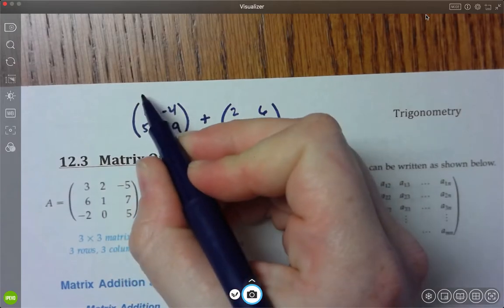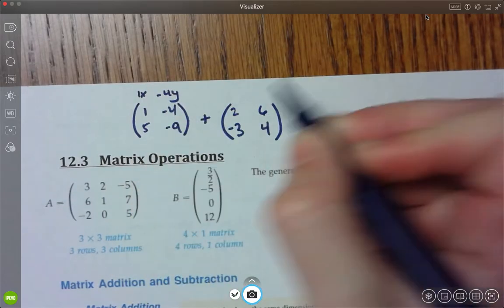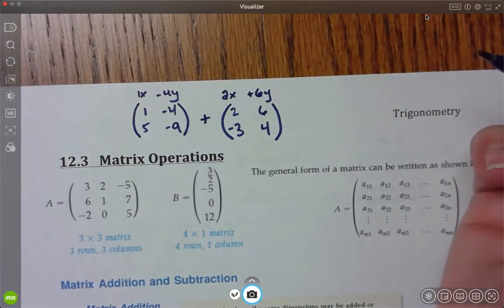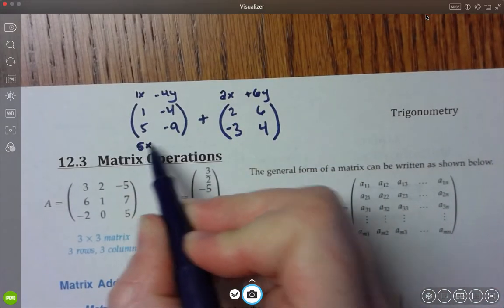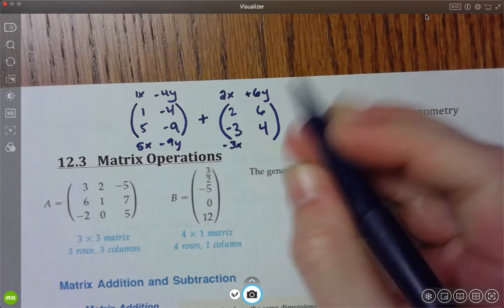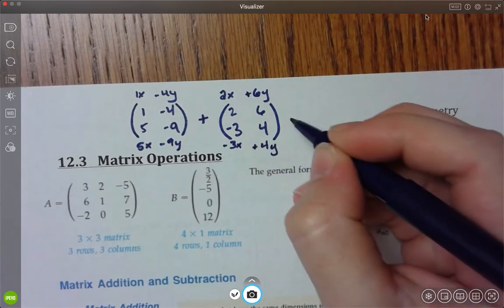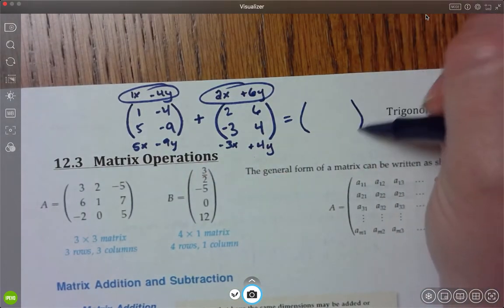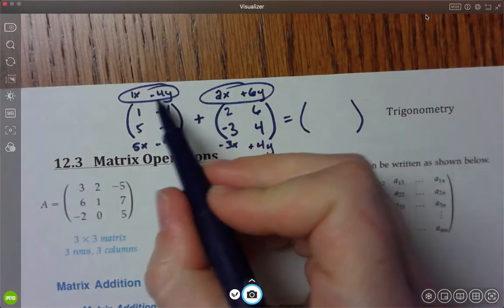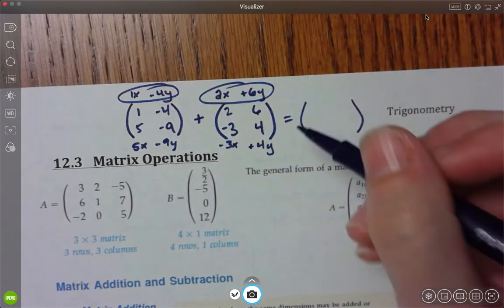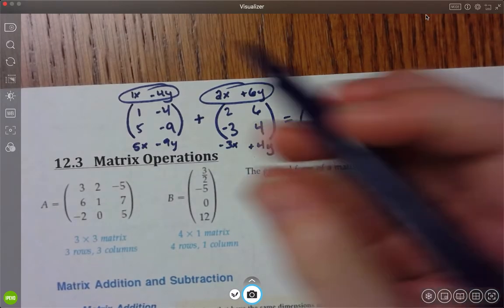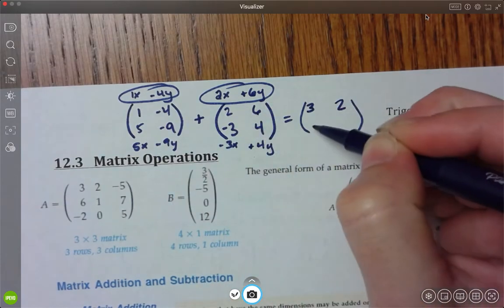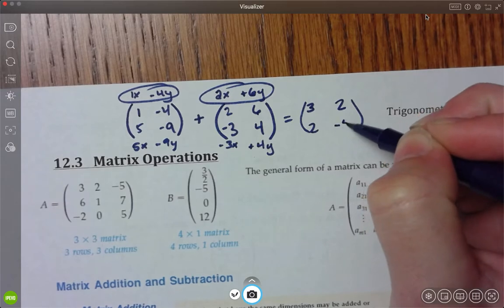What this really means is 1x minus 4y, and you're adding that to 2x plus 6y, something like that. And the bottom one would say 5x minus 9y and -3x plus 4y. So when you're adding these together, you're basically adding this top equation to this top equation, but you're doing two of them in one shot. So you're adding these two equations together and these two equations together to get an altogether new equation really fast. So 1 and 2 will give me 3, -4 and 6 will give me 2, 5 and -3 will give me 2, and -9 and 4 is -5.